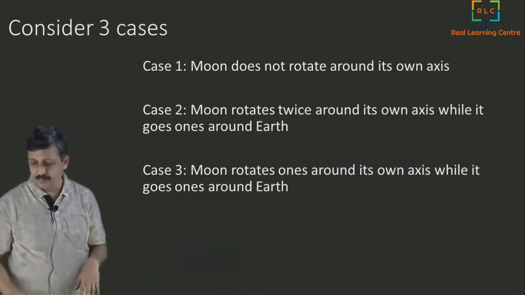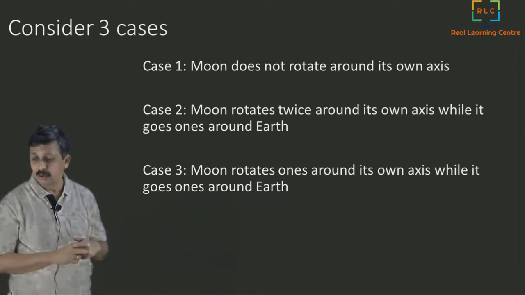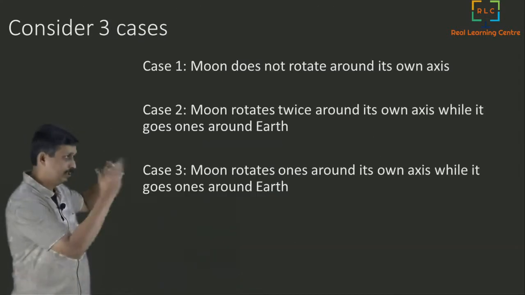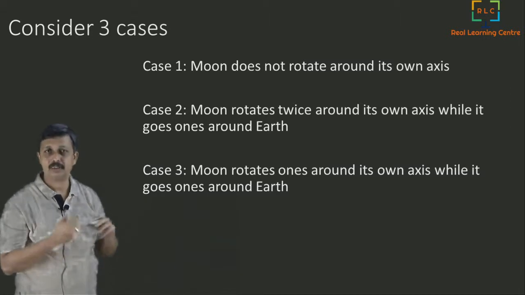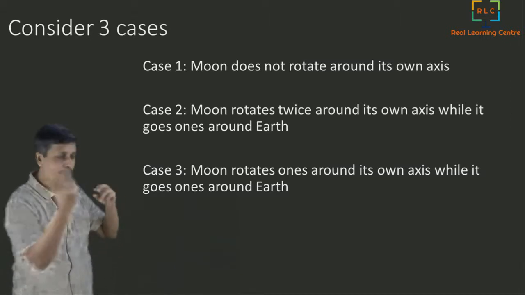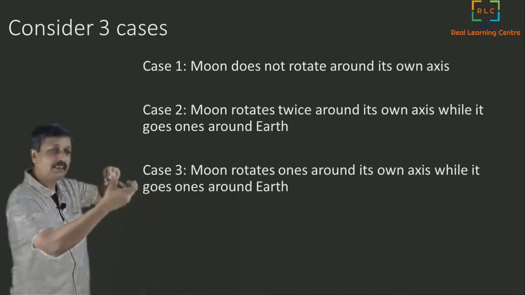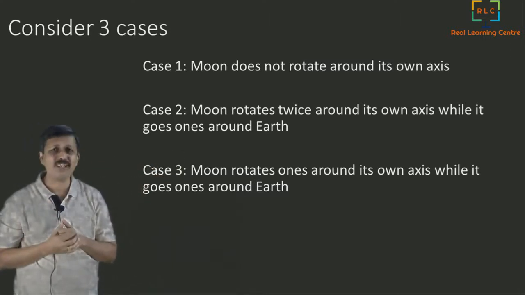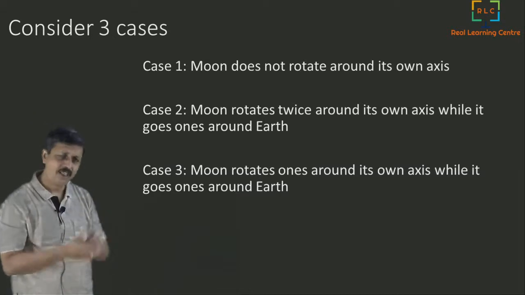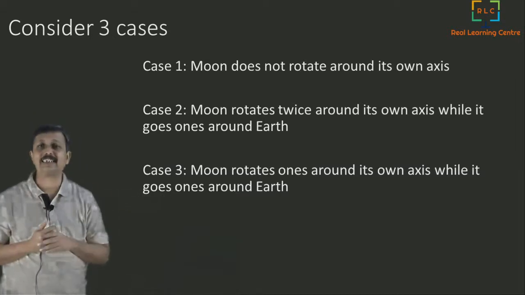Second, the Moon actually rotates twice around its axis, let us say, before it goes one round around the Earth. One round around the Earth takes some time, and on its axis it is rotating slightly faster, twice around the axis. Why twice? You can take 4 times, 10 times, whatever. I am taking twice just as an example.